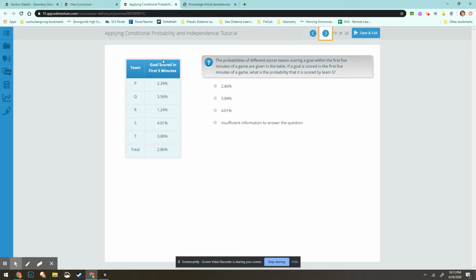Okay, so really what this table is saying is the probability of scoring a goal given that you're a specific team. So this is the condition in the table. But in the question, the condition is if it's scored in the first 5 minutes, which we don't actually know that data. So this is going to be an insufficient amount because we don't know how many goals are scored throughout the whole game. So it's hard to say which one is scored by team S. So we can't do that.